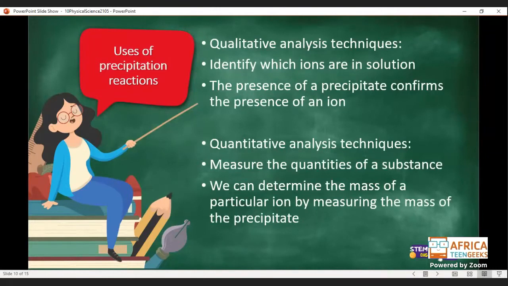But I think if you understand why we do precipitation reactions, then it makes more sense, because they are a little bit tricky. There's quite a lot to them.